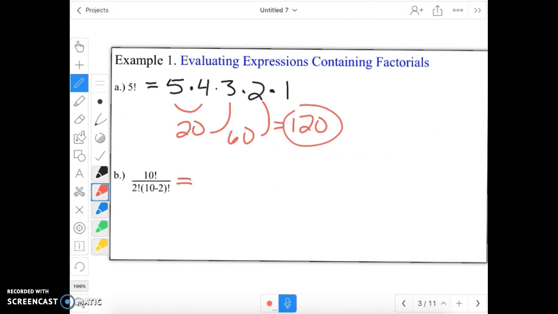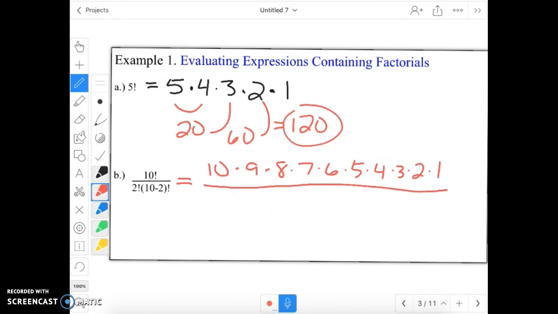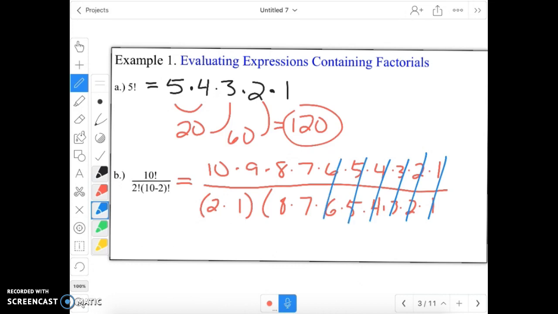So I'm going to simplify this problem just to make it a little bit easier for us, because 10 factorial is 10 times 9 times 8 times 7, 6, 5, 4, 3, 2, 1. Now, those two bottom pieces, 2 times 1, we have here. In the second part, we have 8 times 7, 6, 5, 4, 3, 2, 1. Now, rather than multiplying everything out, I'm just going to cancel those pieces out.